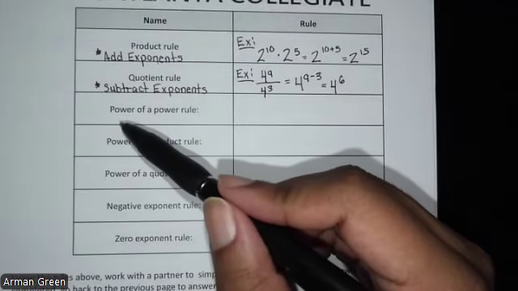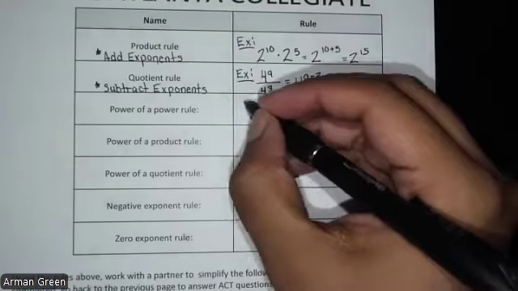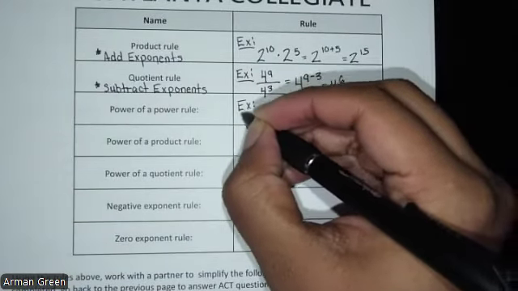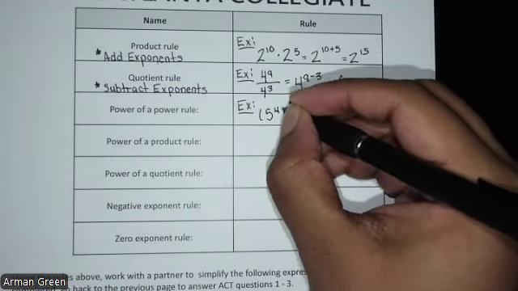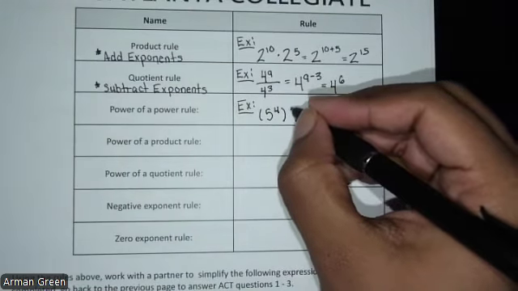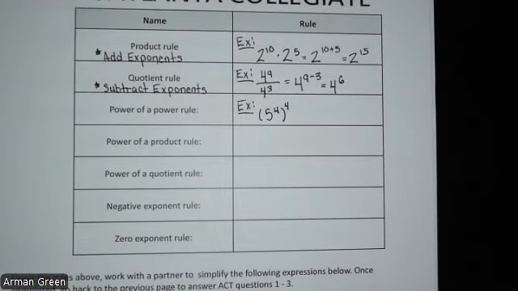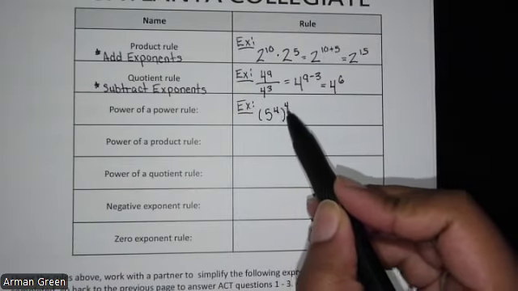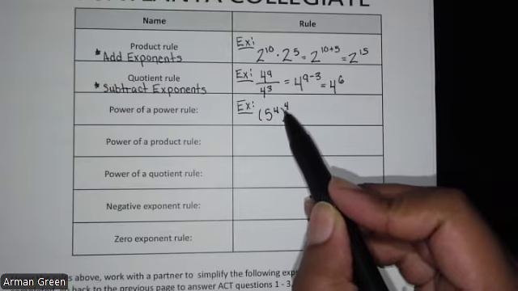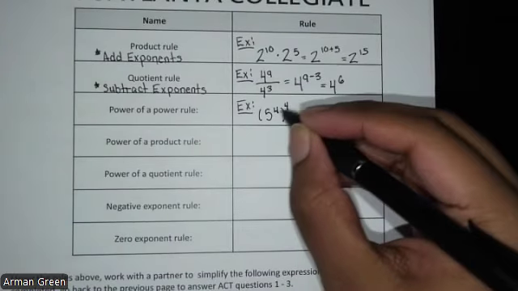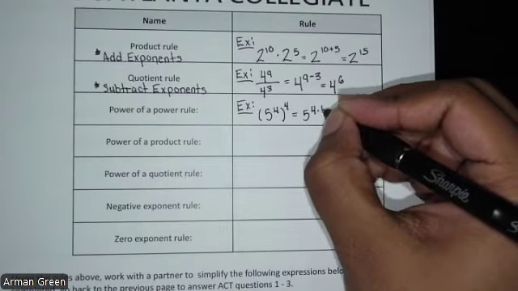The next one here is what we call the power of a power rule. So for this example, let's say you had 5 raised to the fourth power, and on the outside of these parentheses, you have another exponent of 4. So you have two exponents here, hence why we call it the power of a power. Now, what you would do in this case is take these two exponents and multiply them.